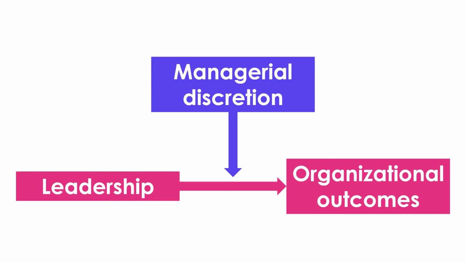To reconcile the two competing views, Hambrick and his team introduced a construct as a moderator to either amplify or mitigate the relationship between leadership and organizational outcomes. This new construct is called managerial discretion. They argue that the two competing views are conditionally valid, depending on the managerial discretion, which means latitude of action.